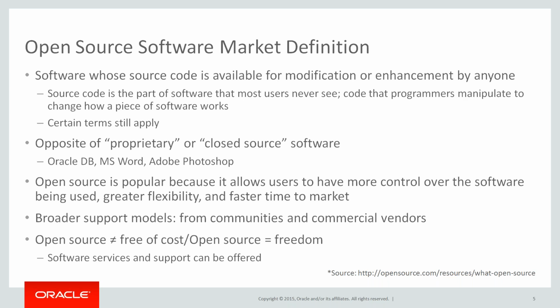The reason open source is so popular is because it allows its users to have more control of the software, how it's used, and the flexibility on how it can be used. Also, one of the key things is the faster time to market. A lot of times open source software is free, or available as what they call a community version, where anyone can just download it and start using it right away.